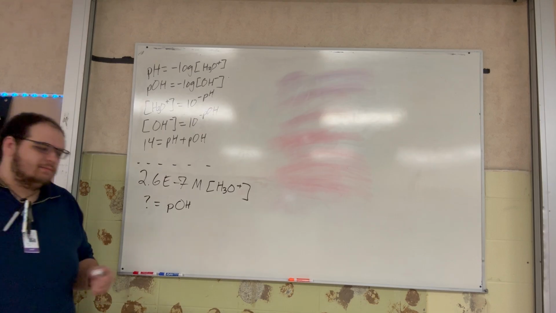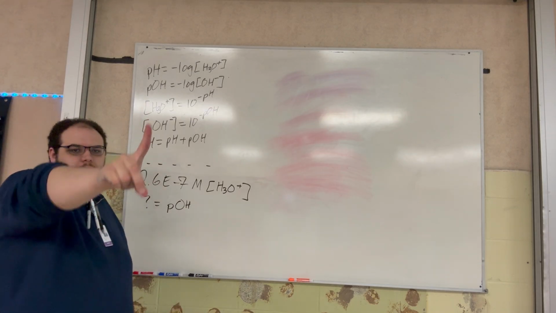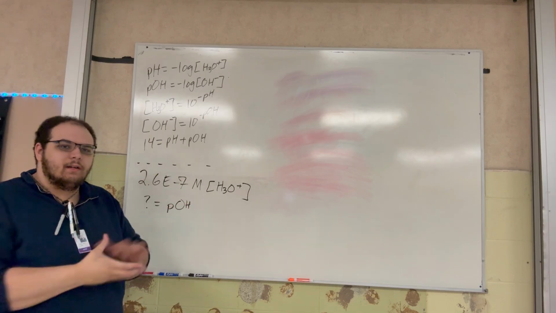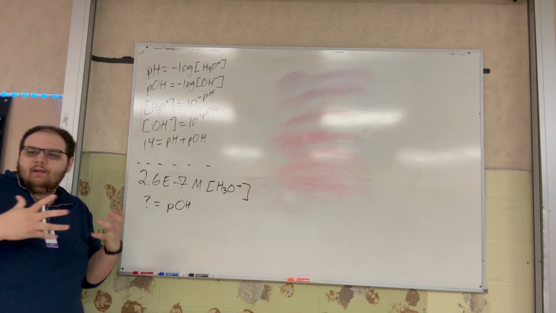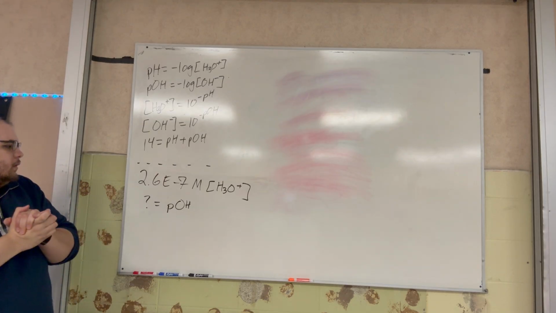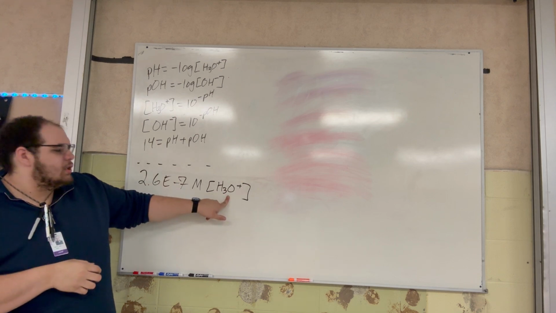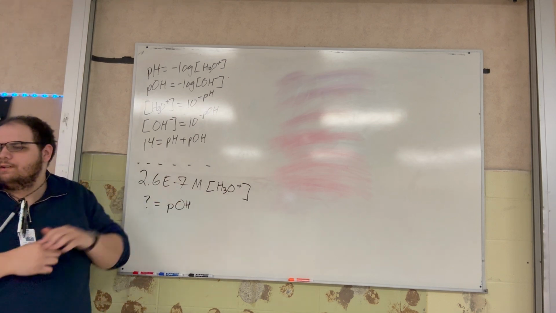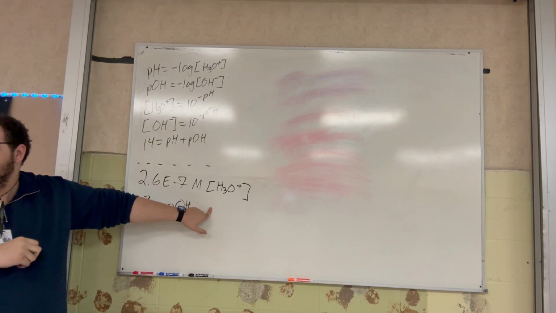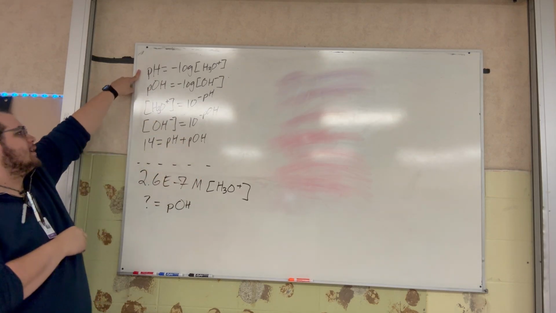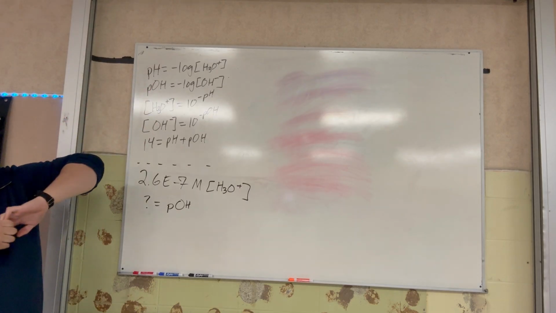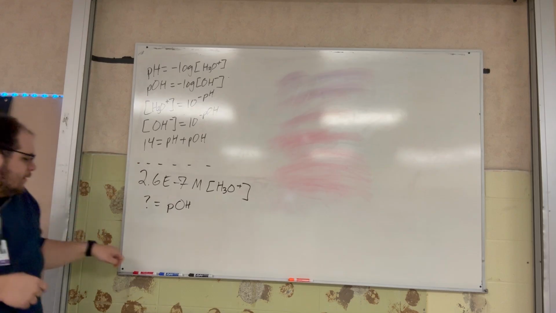The ones that are directly related are pH and hydronium, and POH and hydroxide. If it's not one of those 2 combinations, you have to do 2 steps. What can I turn H3O plus into? I can turn it into pH. Which equation can I use for that? The very first one, equation 1. What then can I do once I get my pH? I can use equation 5 to get to POH.